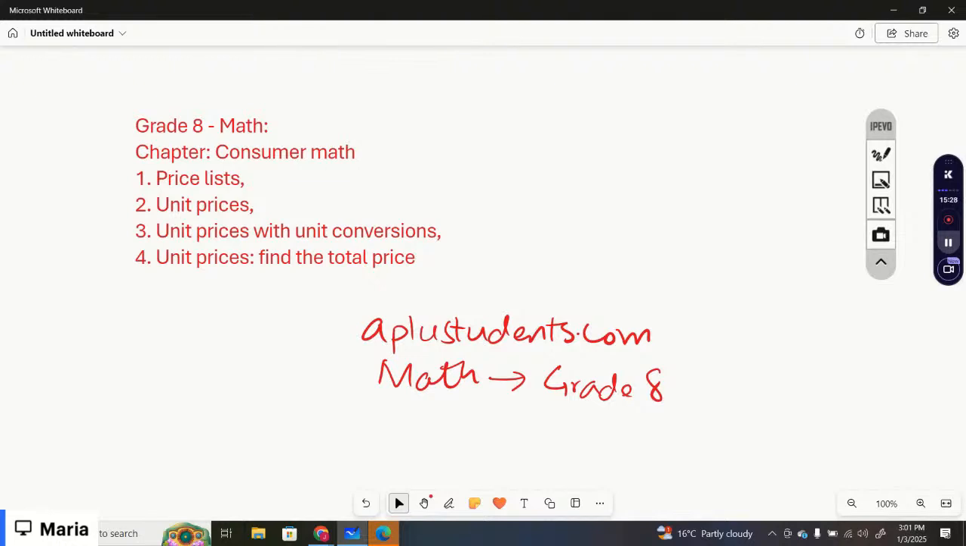There you can find a list of the chapters. We're going to start with the chapter consumer math. The lessons we're going to cover today are price list, unit prices, unit prices with unit conversions, unit prices find the total price. So please make sure you have your notebook and pencil so that you can note down the important examples and definitions as well.